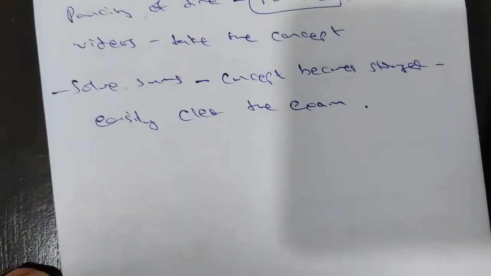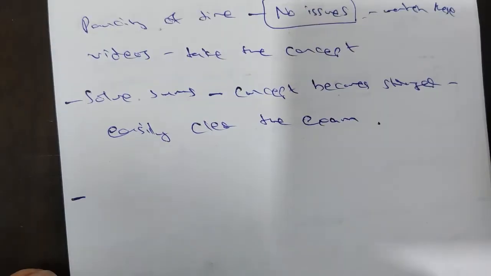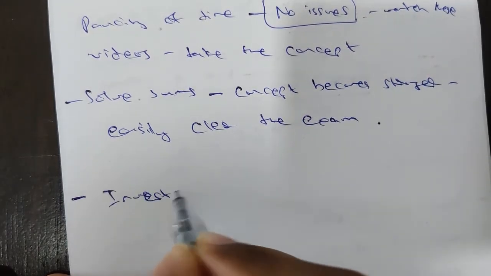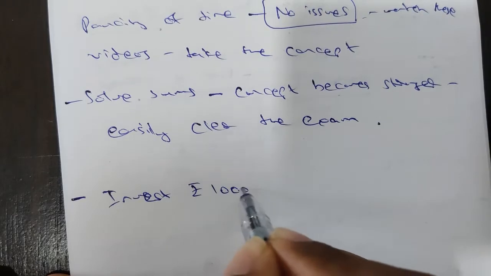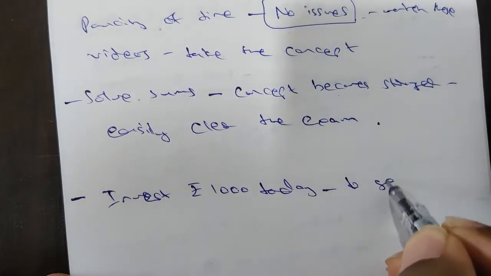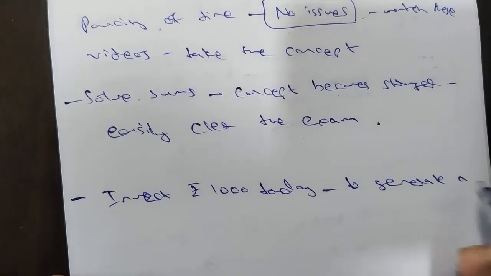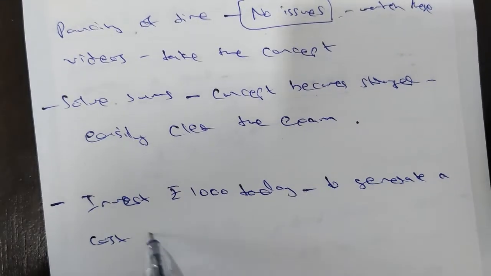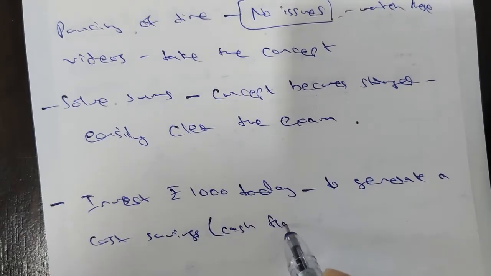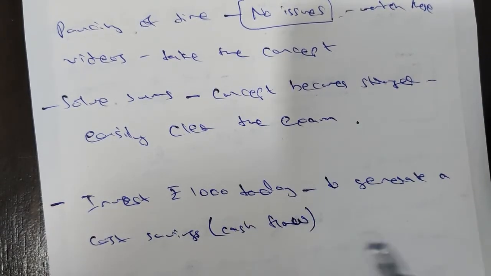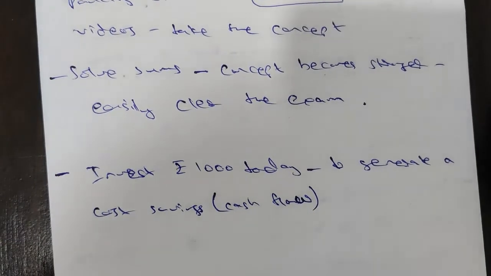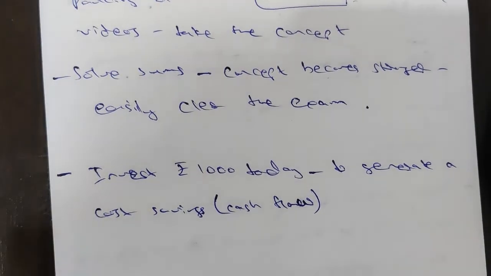So now a simple sum on NPV. A company invests rupees 1000 today to generate a cost savings of, assume this to be the cash flow. For taxation and depreciation benefit, we are not going into that much depth, nor is it required from the viewpoint of our exam.